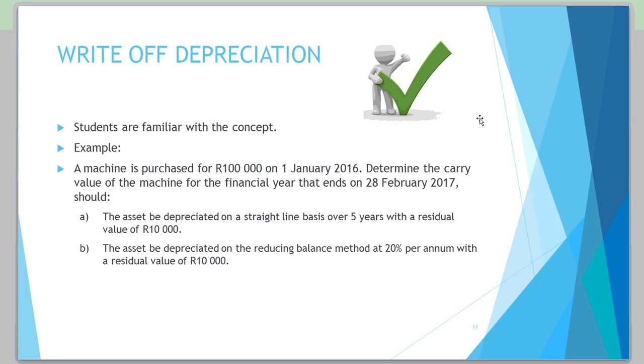So I quickly made a few examples just to remind you about depreciation, but I'm sure you are still able to calculate depreciation. A machine is purchased for 100,000 Rand on 1 January 2016. Determine the carry value of the machine for the financial year that ends 28 February 2017, should A, the asset be depreciated on a straight line basis over 5 years with a residual value of 10,000, and B, the asset be depreciated on the reducing balance method at 20% per annum with a residual value of 10,000.